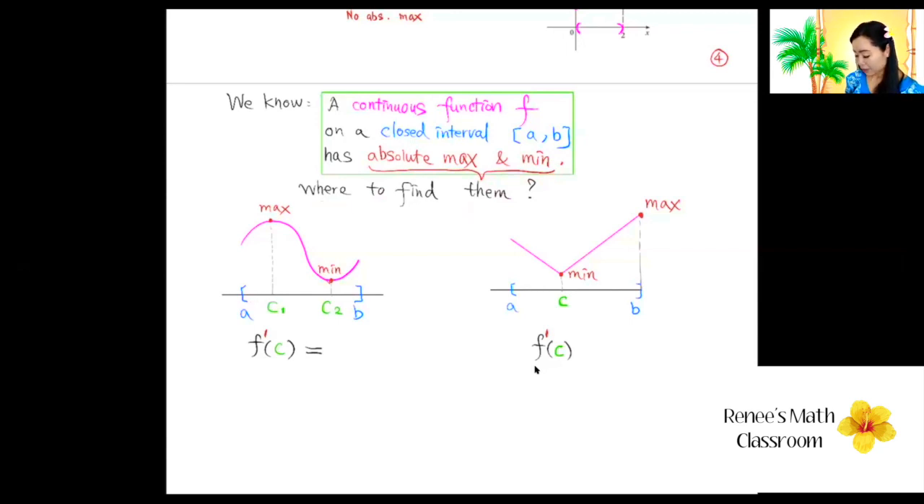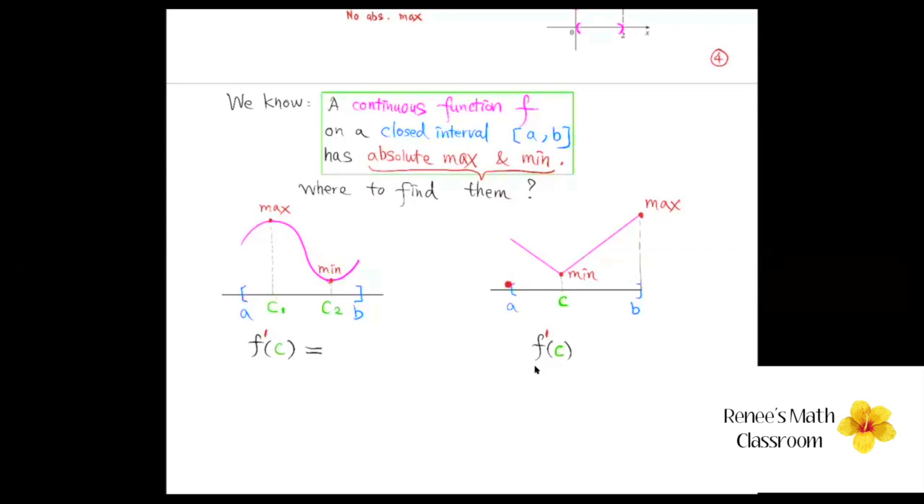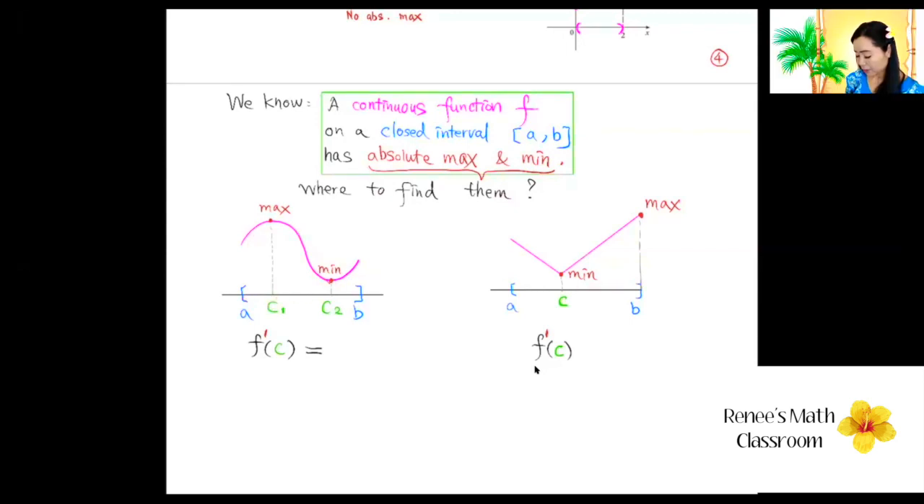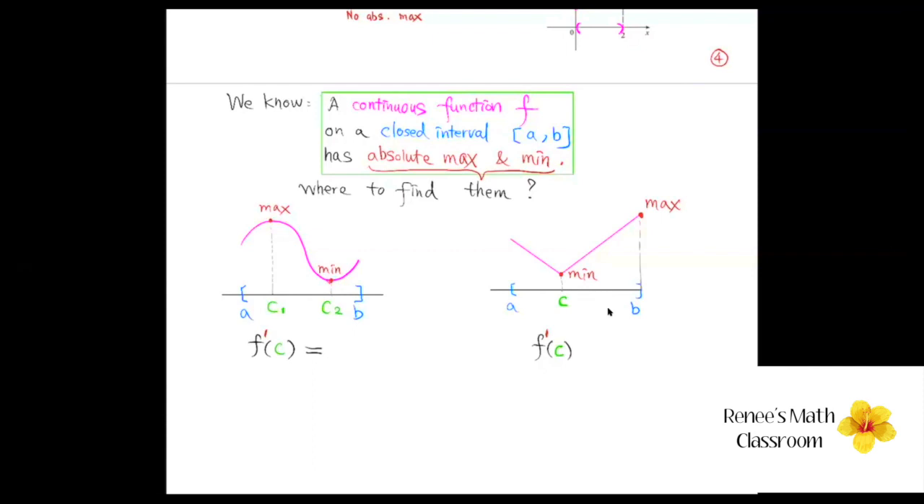So let's first think about this case and this case. This is a continuous function on this closed interval a to b. Looks like I have a maximum here and a minimum here, right? What's so special about this point and this point? What do you observe about the tangent line? What kind of tangent line at these two points? They're both 0?